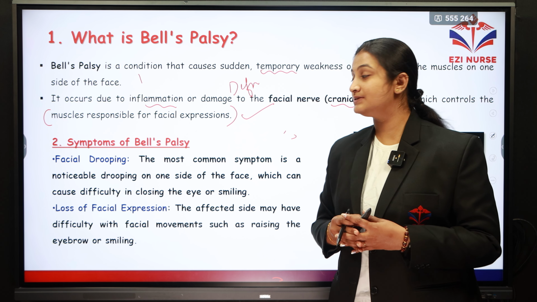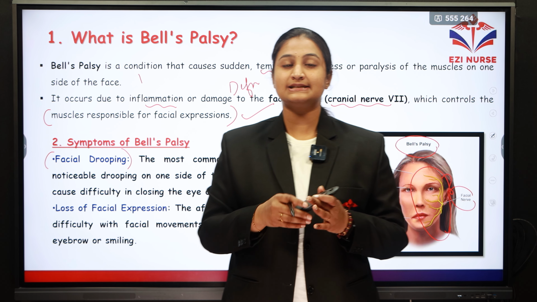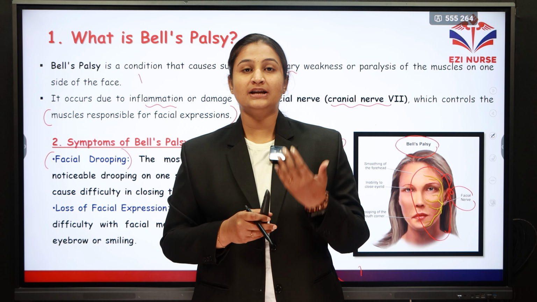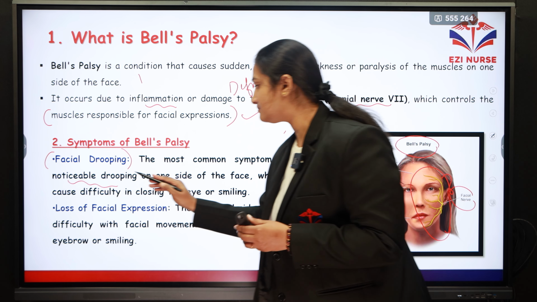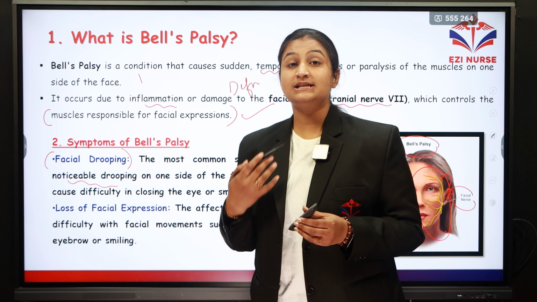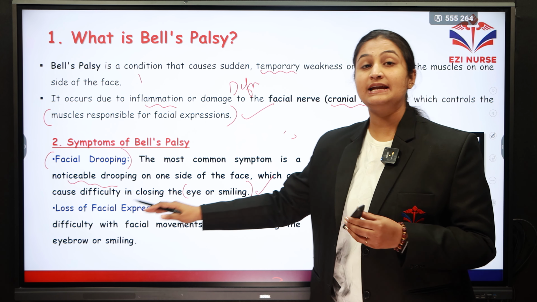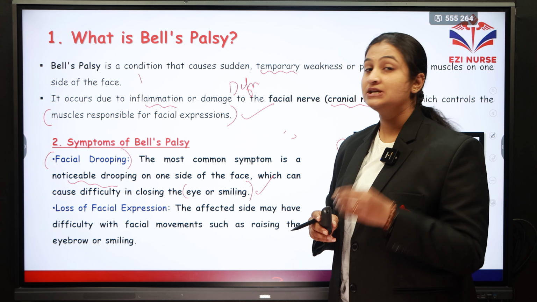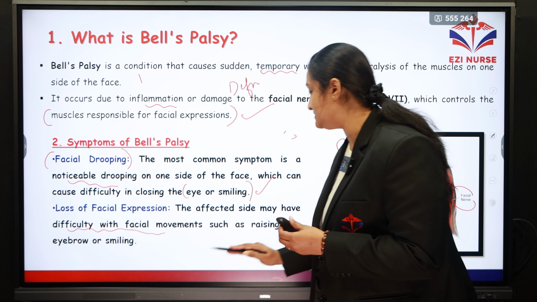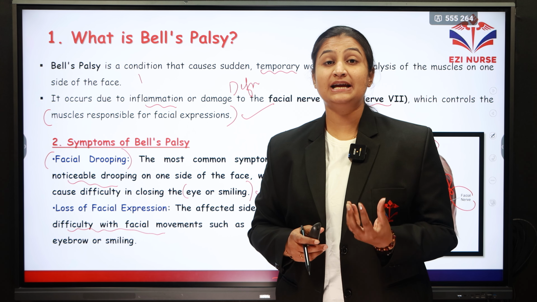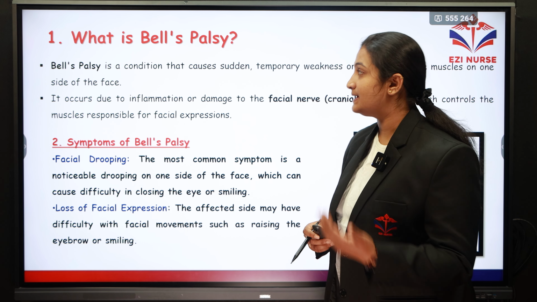Coming back to the symptoms of Bell's palsy. You can see facial drooping, because the muscles on one side of the face are getting weakened and that side droops. The most common and noticeable sign is drooping on one side of the face, which causes difficulty in closing the eyes or even smiling. Next you can see loss of facial expression. With one side affected, it is difficult to do facial movements such as raising your eyebrows or smiling when you see another person and try to smile. It is very difficult. So that's about Bell's palsy.